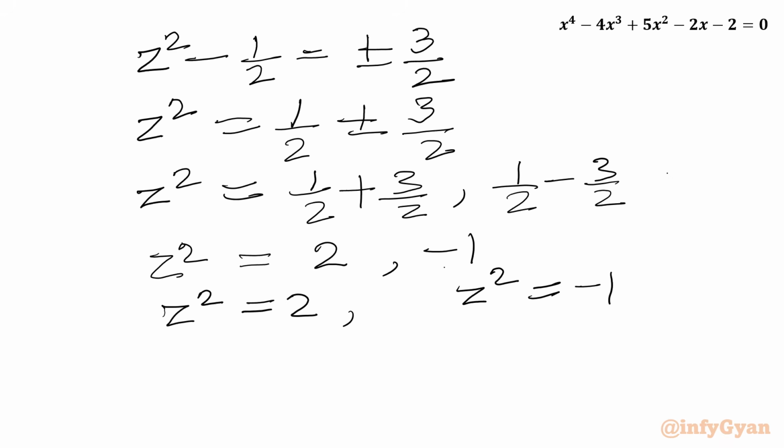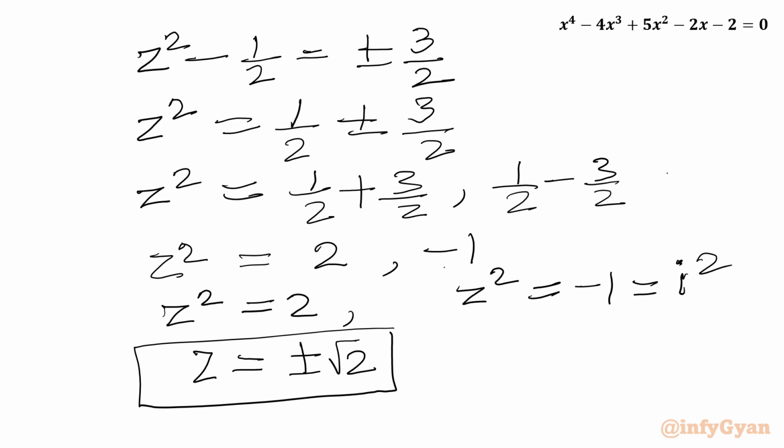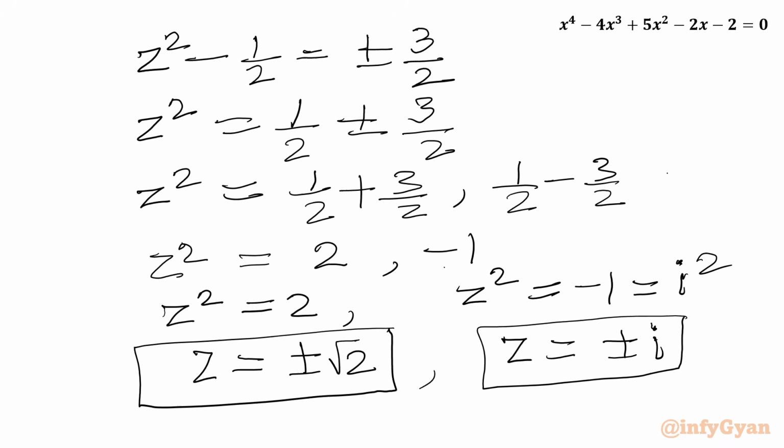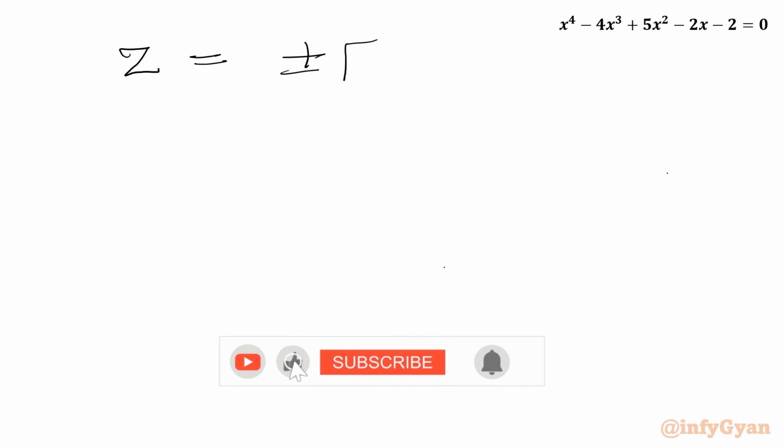Here the square is negative, so we are going to get complex solutions. Minus 1 is i square in complex numbers. We'll take the square root and we can write z is equal to plus minus square root 2, the first two real solutions, and from this equation z will be equal to plus minus i. So we have two complex solutions. Let me write over here z equal to plus minus root 2, plus minus i.